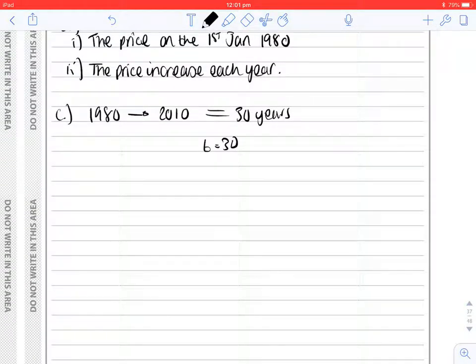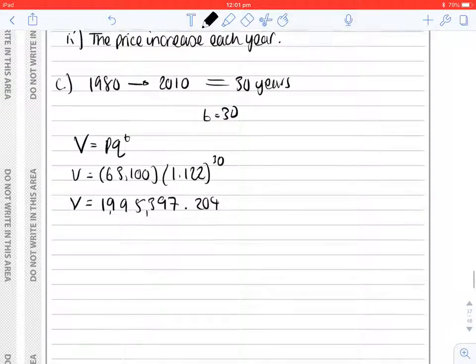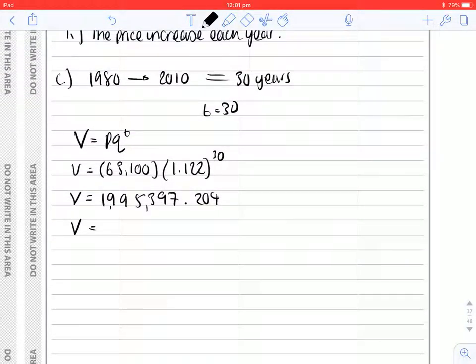So I'm going to use my original equation of V equals PQ to the T. So therefore V is equal to P, which is 63,100 to four significant figures, Q, 1.122 to four significant figures, and T we've just found to be 30. Putting that into the calculator, we're going to get 1995397.204 as our value there. And so therefore we're going to get the value overall to be £2 million.